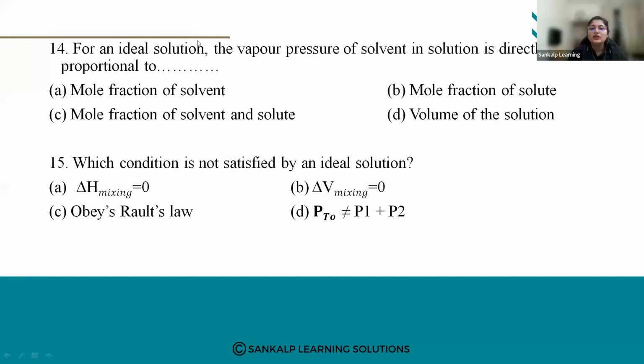For an ideal solution, the vapor pressure of a solvent in solution is directly proportional to: A, mole fraction of solvent; B, mole fraction of solute; C, mole fraction of solvent and solute; and D, volume of the solution.